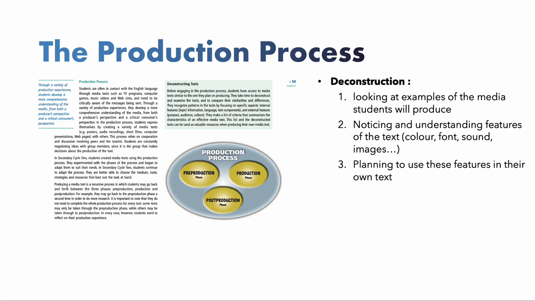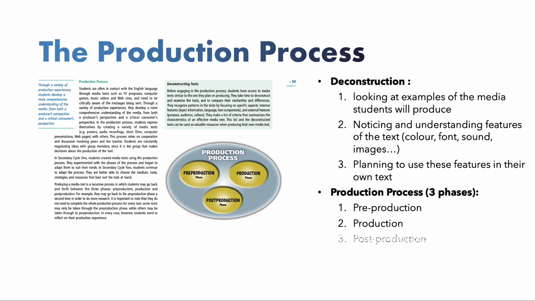Once you have deconstructed with the students, really encourage them to plan to use these features in their own texts. So just a reminder again, the production process has three phases: pre-production, which is where they sort of consider what their topic is, what their message is, what their audience is. Production, where they actually put that together and produce whatever form of media that they're doing. And post-production, where they consider and revise and plan for next time. This is a cooperative process rather than an individual one, and it's recursive.